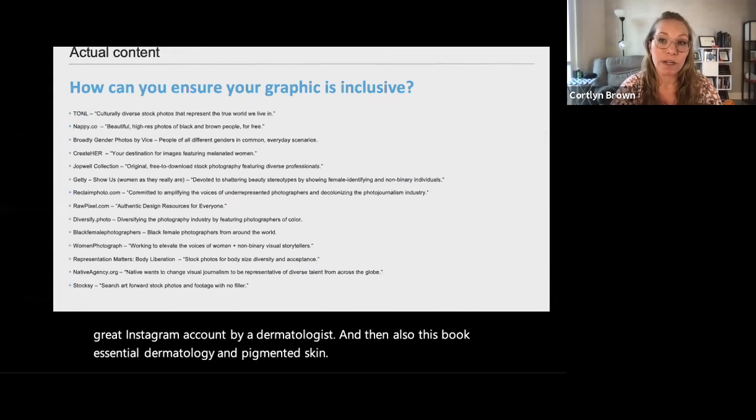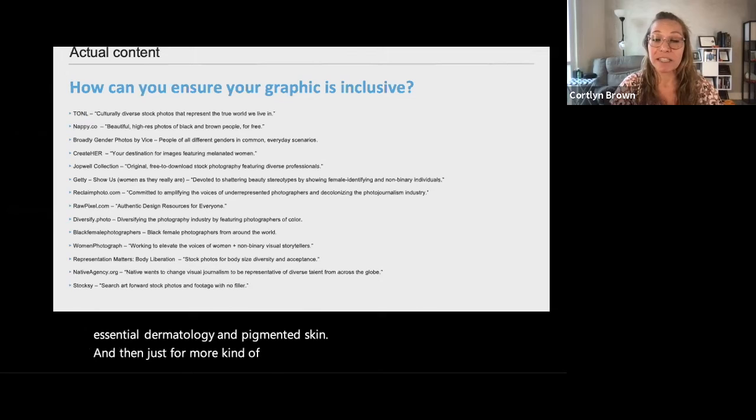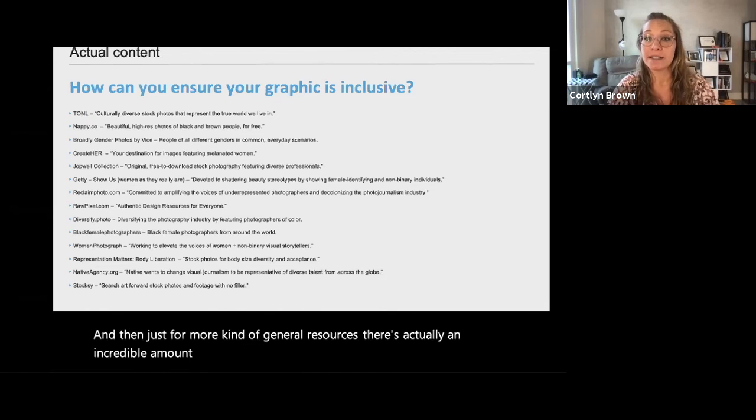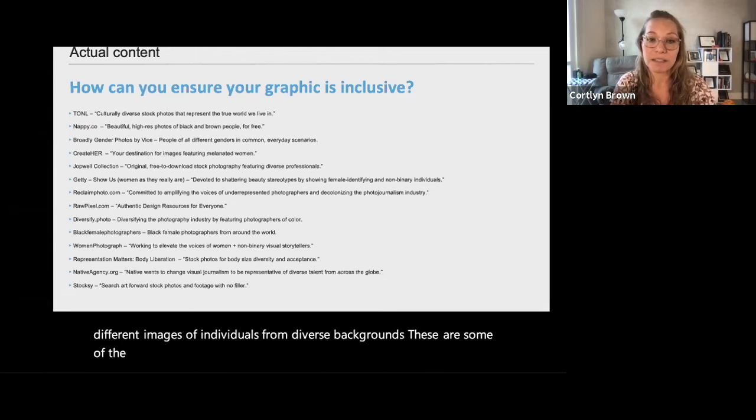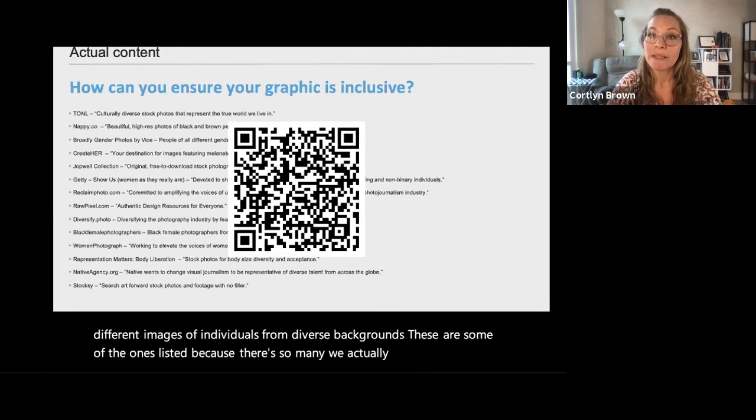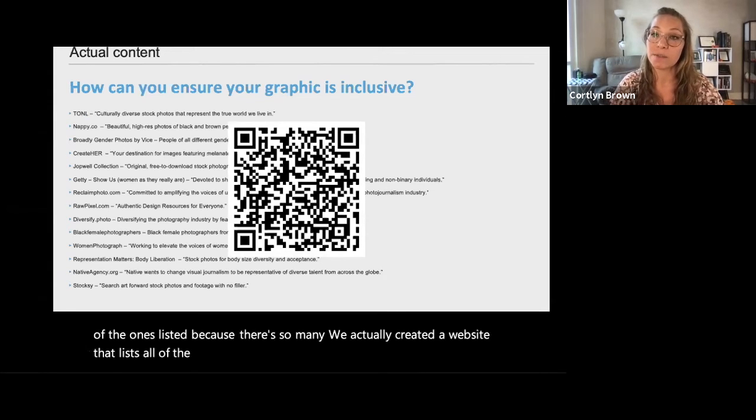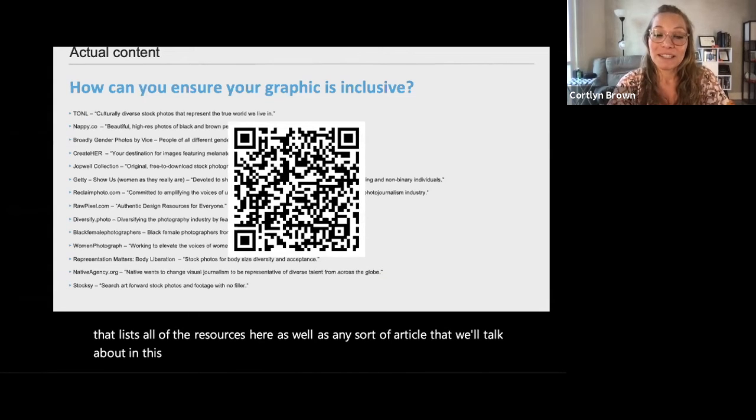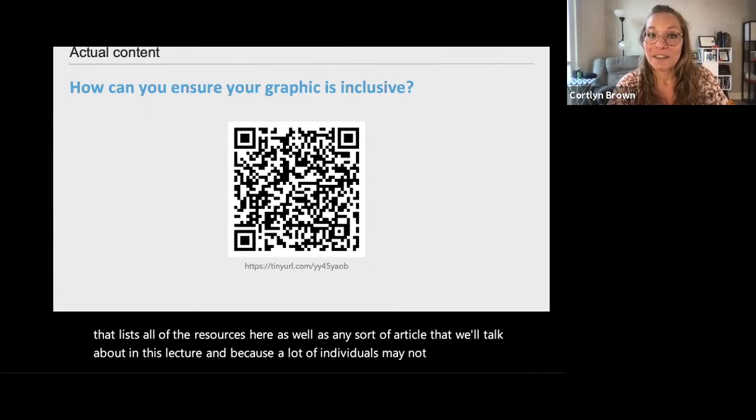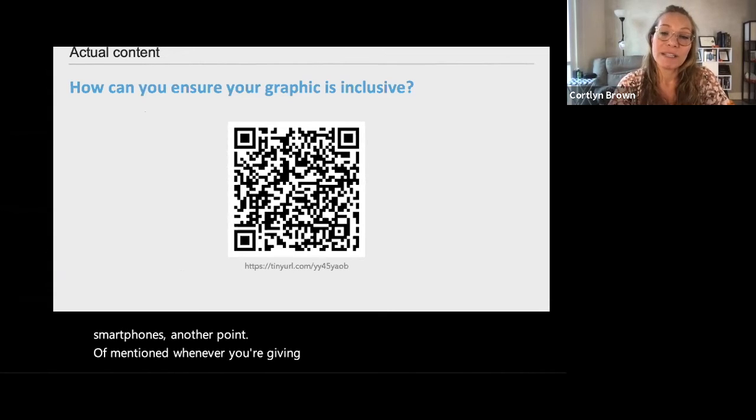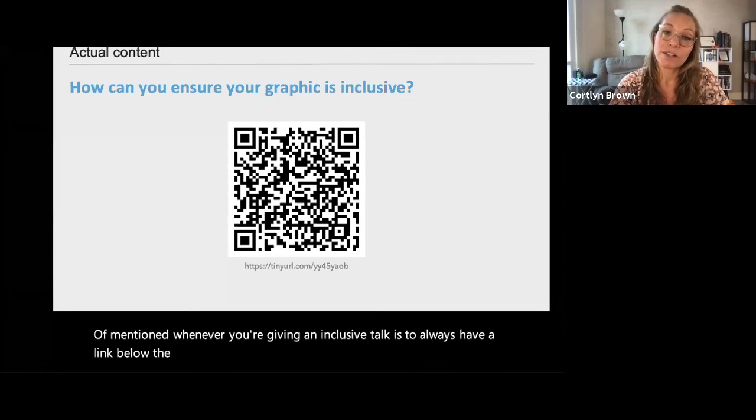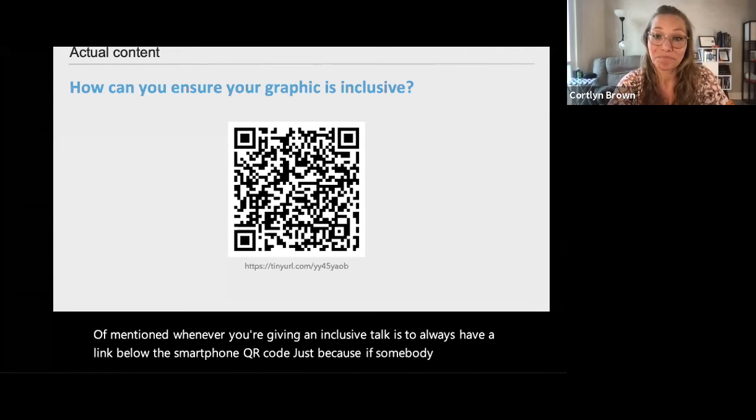And then just for more general resources, there's actually an incredible amount of free access resources out there so that you can get different images of individuals from diverse backgrounds. These are some of the ones listed. Because there's so many, we actually created a website that lists all of the resources here, as well as any article that we'll talk about in this lecture. And because a lot of individuals may not have smartphones, another point of mention whenever you're giving an inclusive talk is to always have a link below the smartphone QR code, because if somebody doesn't have that, they need the link.